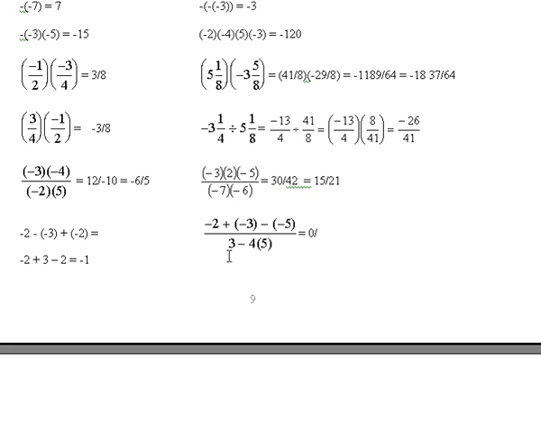Okay, we have to do our order of operations, and you do the multiplication first, and 4 times 5 is 20. 3 minus 20 is a negative 17. And 0 divided by any non-zero number is 0. So our answer to this particular problem is 0. Again, negative 2 plus a negative 3 is negative 5. Minus a minus 5 makes plus 5. So negative 5 plus 5 is 0. And 0 divided by negative 17 is 0.